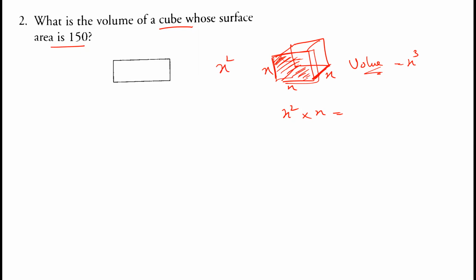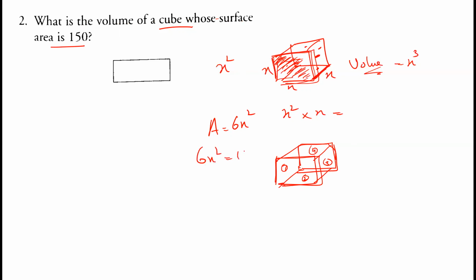Now how many sides do we have of this cube? So 1, 2, 3, 4, 5, and 6. So again, if I draw this, 1 is this side, 2, 3, 4, and this side 5 and 6. So the surface area is 6x squared. Now what is the volume of a cube whose surface area is 150? So 6x squared equals 150.